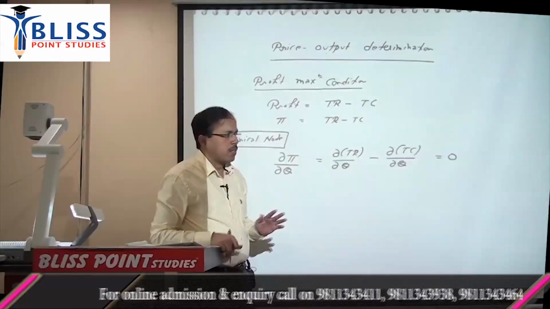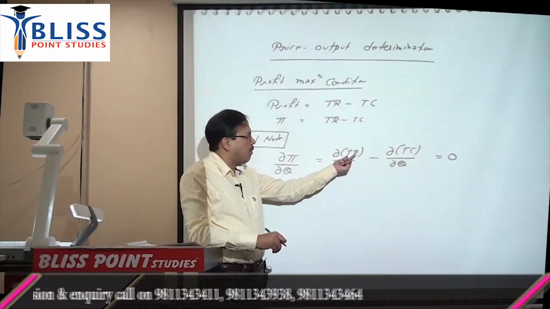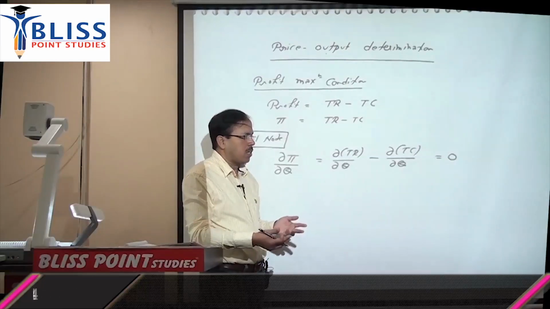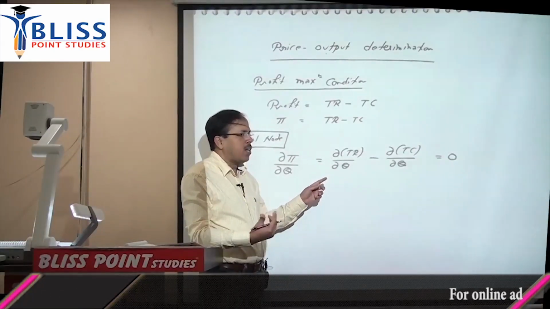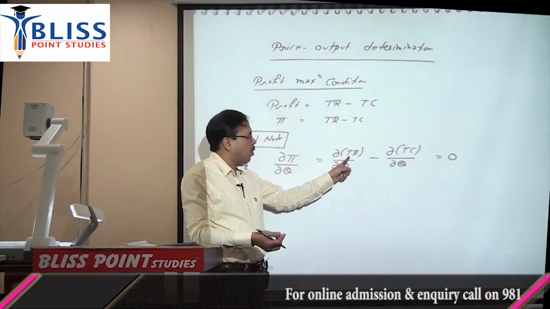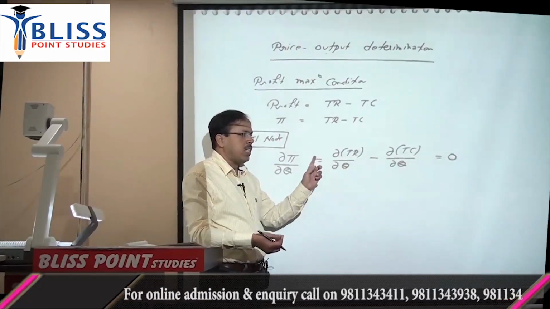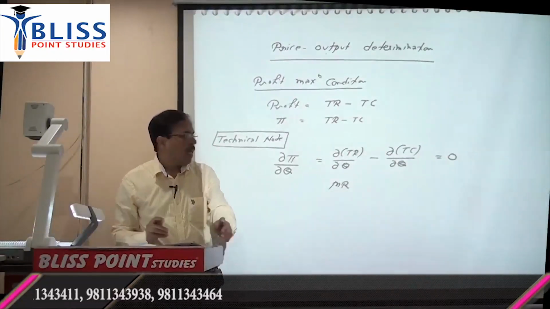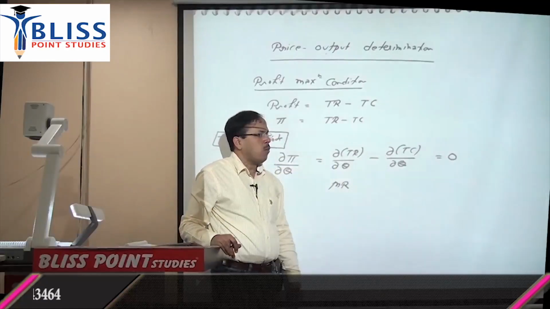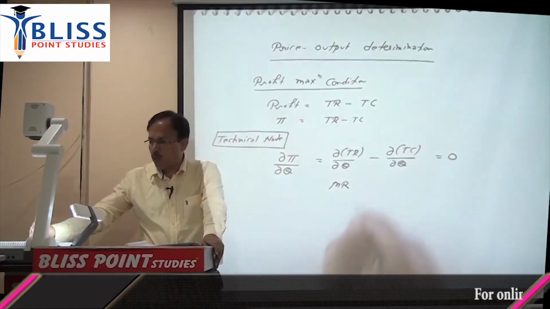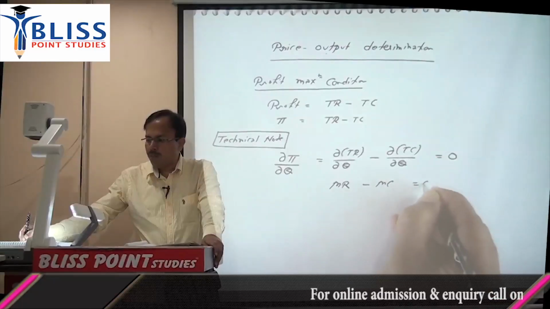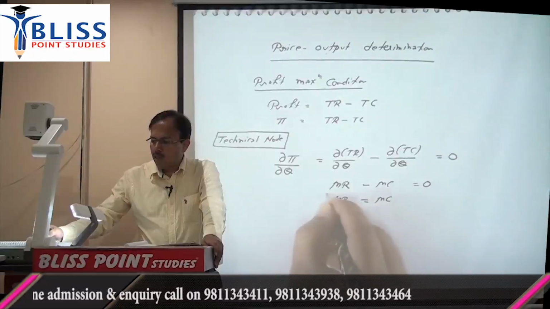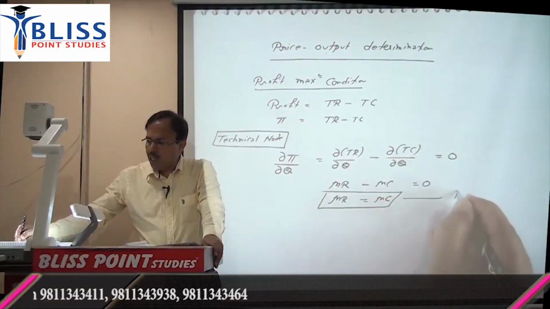Differentiation means you made a change, so how do you read this: change in total revenue due to change in quantity. But whenever you use the word change, change is for marginal, so read it as marginal or additional. So this is change in total revenue due to change in quantity, and change in total revenue due to change in quantity will be called marginal revenue. Similarly, change in total cost due to change in quantity will be called marginal cost. So marginal revenue minus marginal cost will be equal to 0, which means marginal revenue must be equal to marginal cost. So this is your first condition and necessary condition.